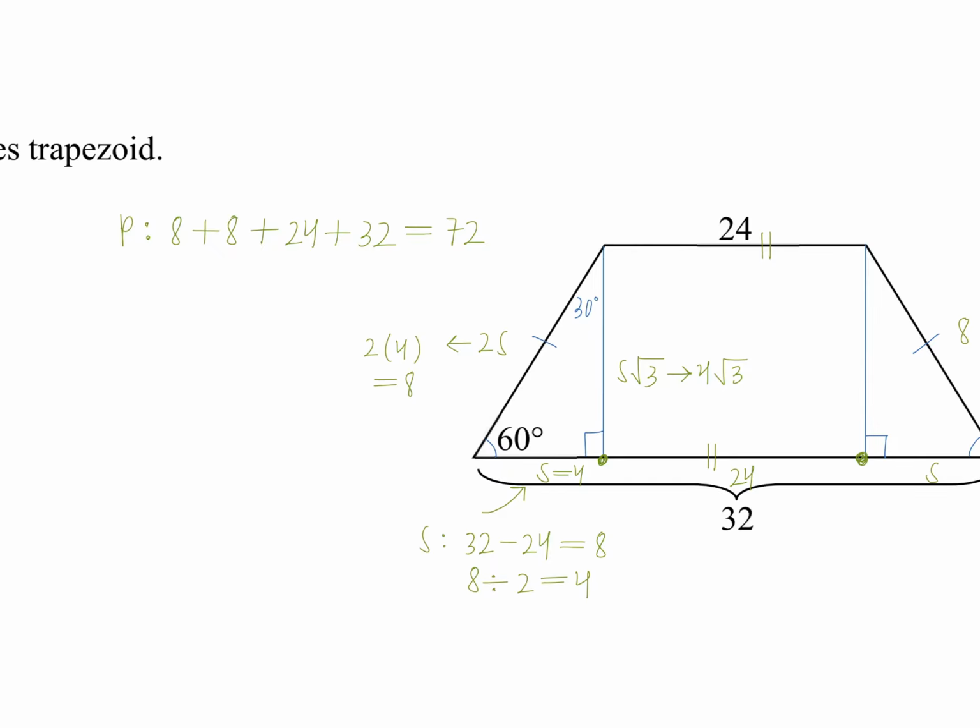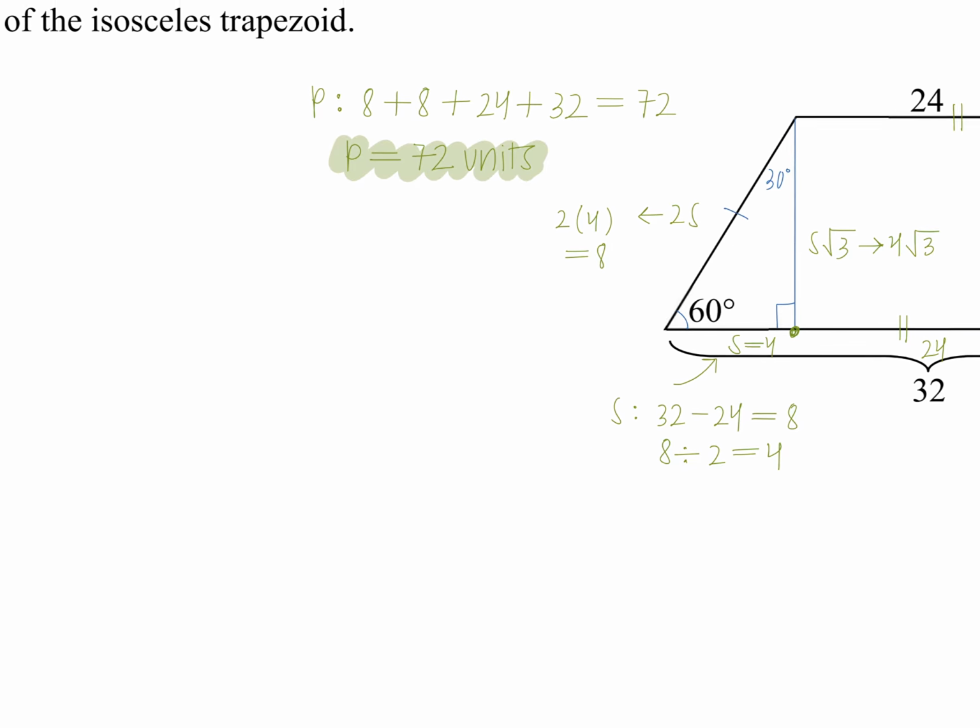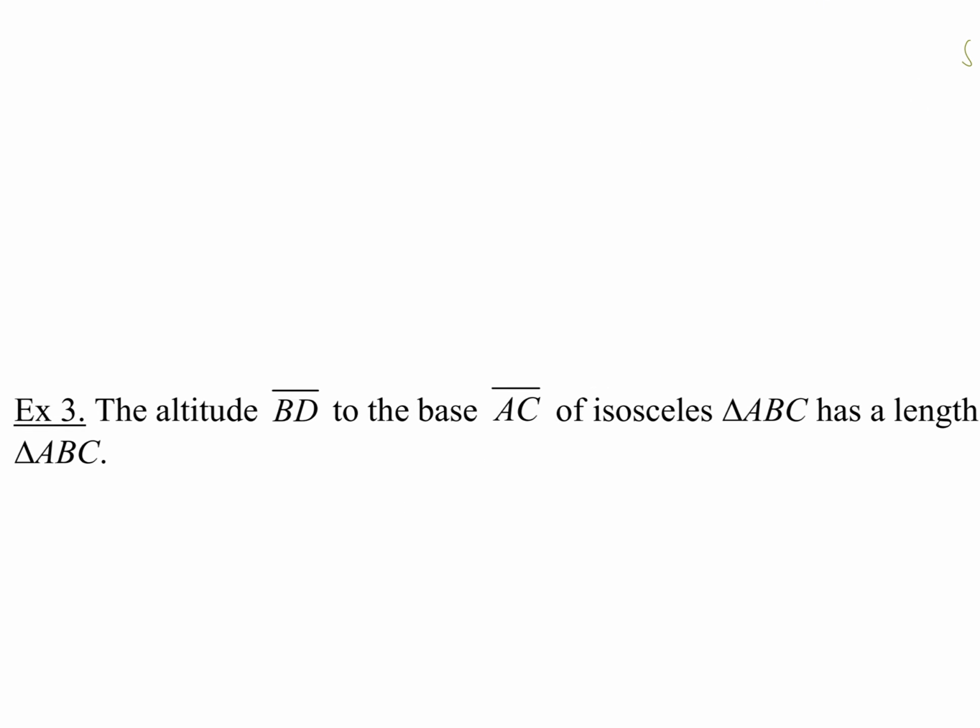Okay, so here we are finding perimeter. And so when we find our perimeter and our area, we're always going to have our units there. So I'm going to put 72 units. Okay. Now let's move on to number 3.